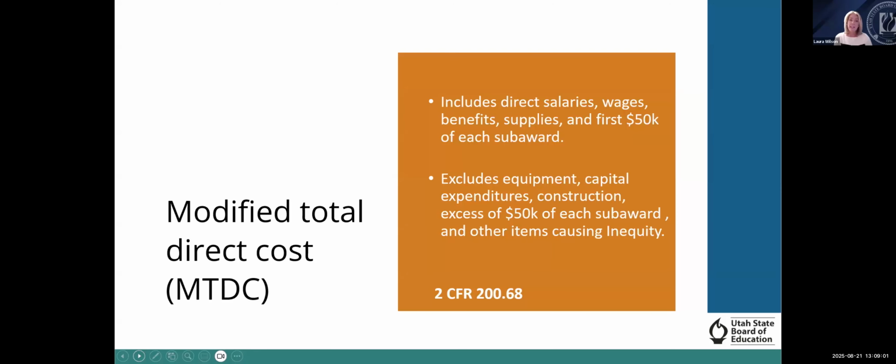So what is our modified total direct cost base? It is the direct costs that are obvious, like salaries for teachers, wages, benefits, supplies, and then the first $50,000 of each subaward and subcontract. This is the denominator for our formula. And we do exclude some things. We exclude things that would be distorting costs, like equipment, capital expenditures, constructions, and anything beyond that $50,000 in each subaward and subcontract.